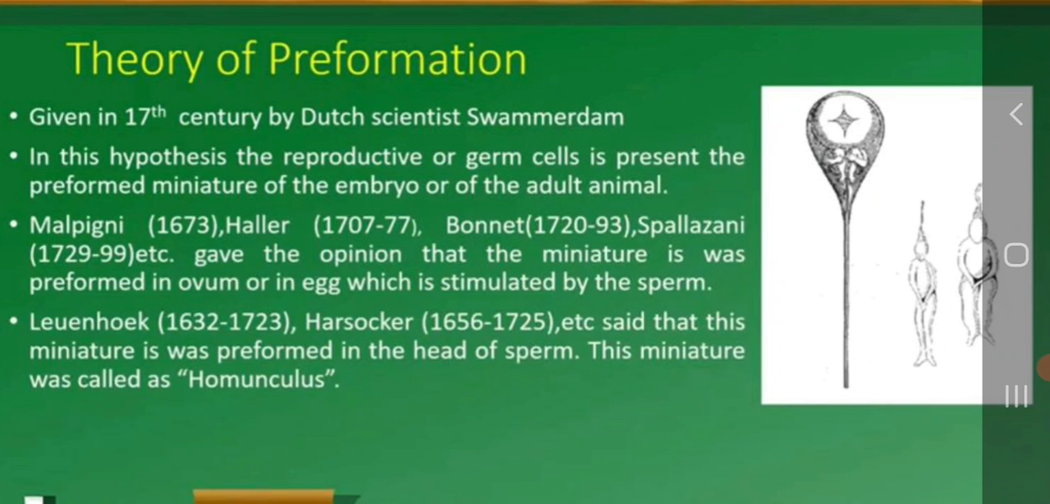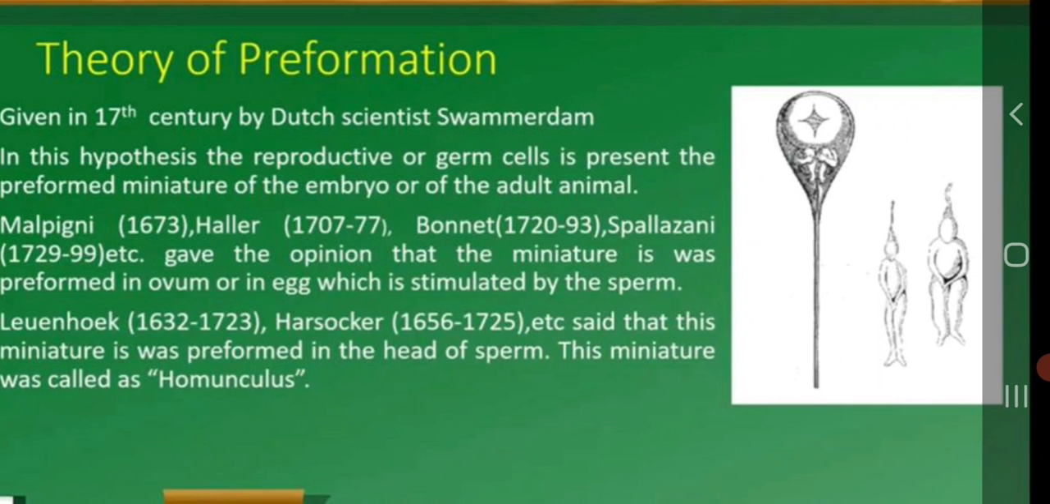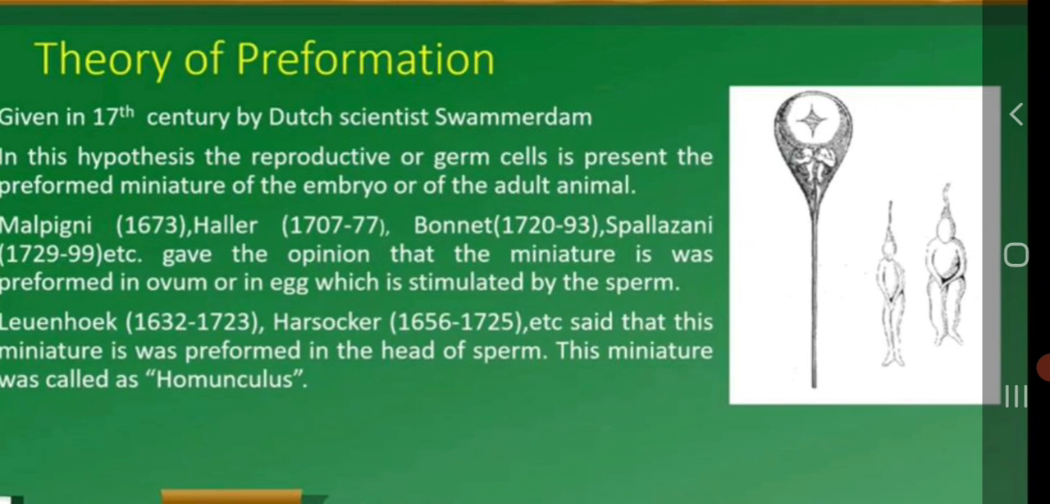embryologists, namely Malpighi, Haller, Bonnet, Spallanzani, etc., who are known as the ovists, according to them the miniature is in the ovum or egg, and this ovum or egg is stimulated by the sperm, whereas others who are known as spermists like Leeuwenhoek, Hartsoeker, etc., said the sperm, particularly the head, is the preformed miniature of an adult animal, and such a miniature was known as homunculus, as shown in the picture.